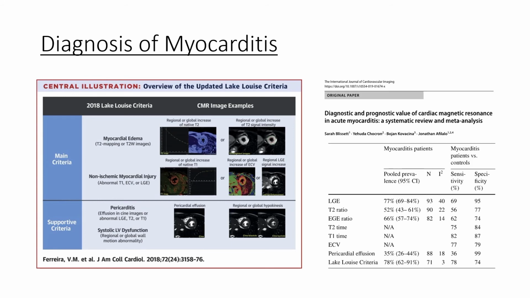Sarah Blissett with our group has looked at this in some detail, looking at the individual criteria, and really shown that the T1 and T2 mapping times added quite a bit of value in terms of diagnosis of myocarditis beyond the older criteria that did not include mapping times.